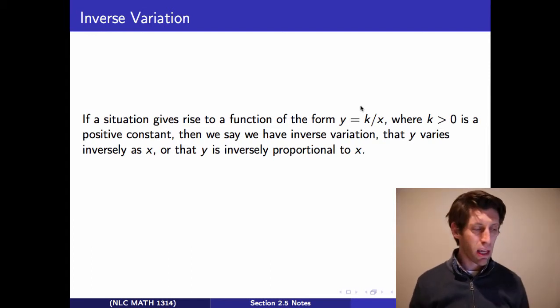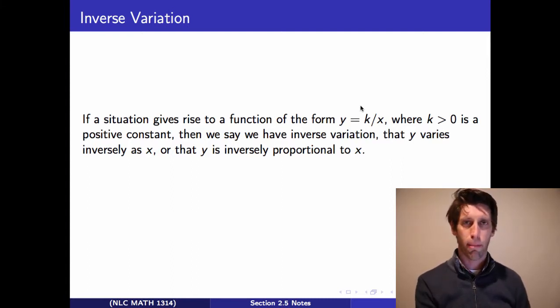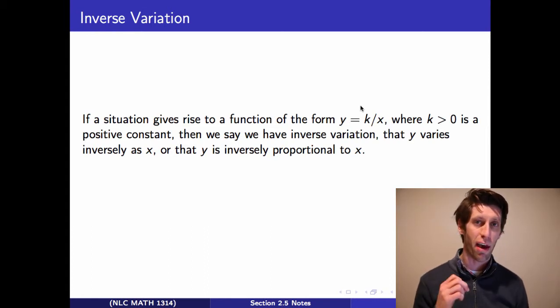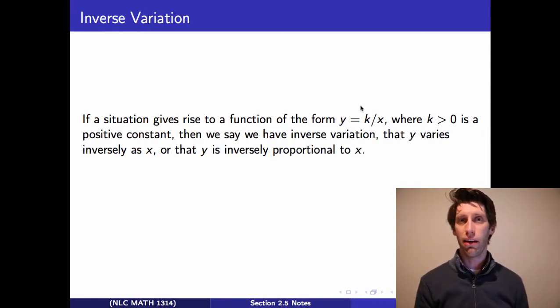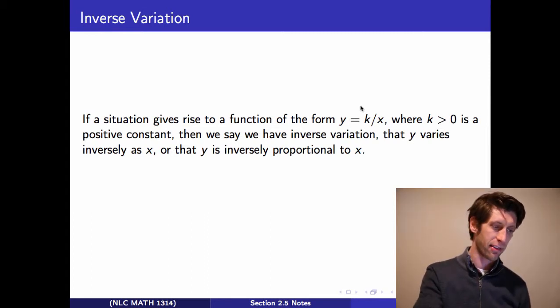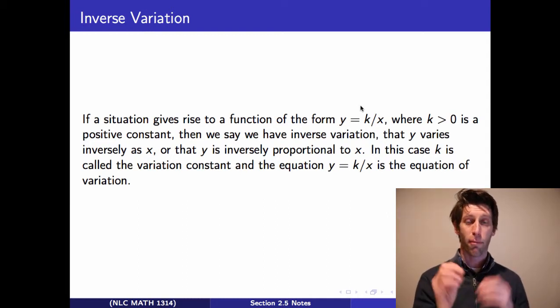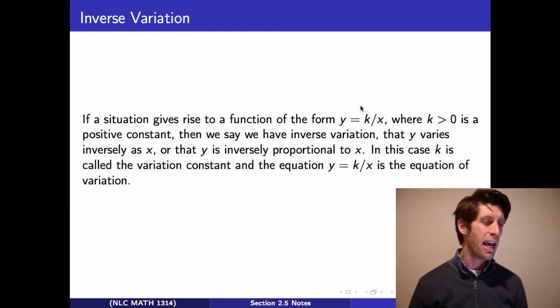That's inverse variation. So a little bit more specifically, if a situation gives rise to a function of the form y equals k divided by x, where again, k is just some positive constant, then we have inverse variation, that y varies inversely as x, or sometimes that y is inversely proportional to x. In this case, again, k is called the variation constant. The equation y equals k over x is the equation of variation. Really, the only difference between inverse variation and direct variation is that in direct variation, you have multiplication on the right-hand side, k times x, and in inverse variation, you have division, k divided by x instead.